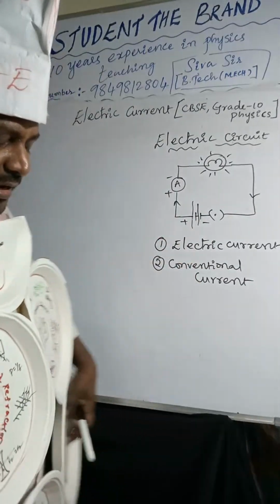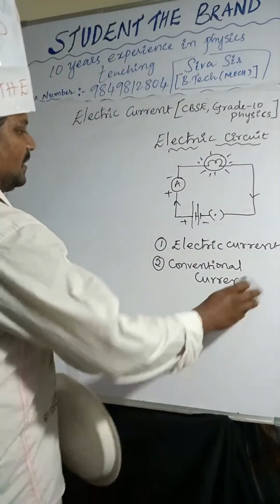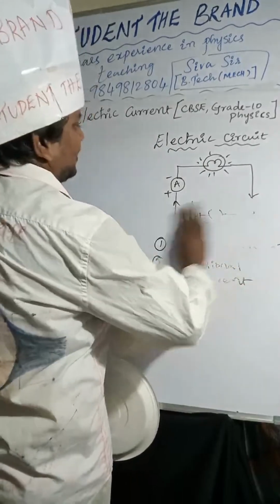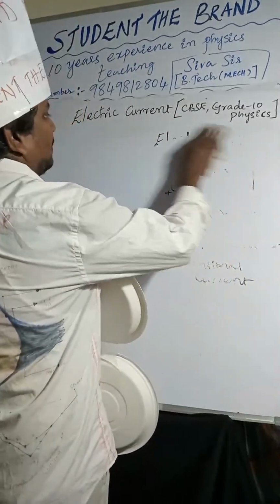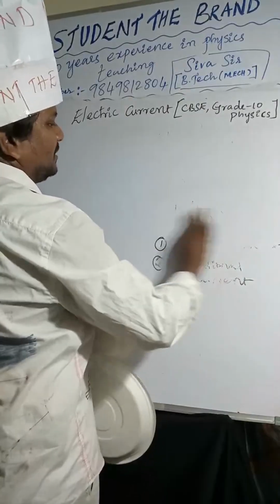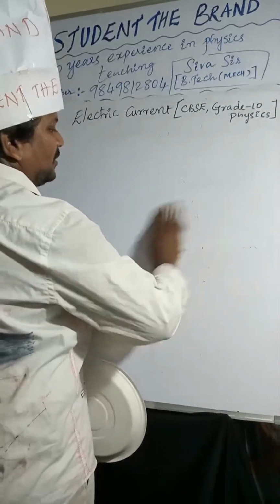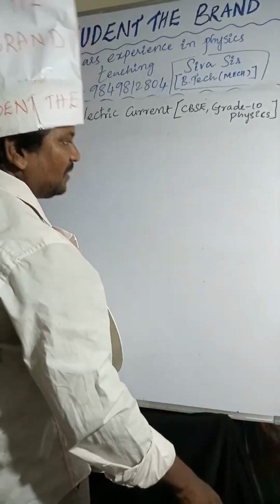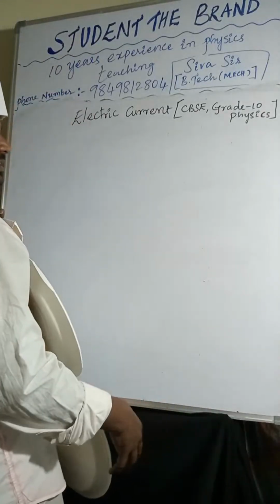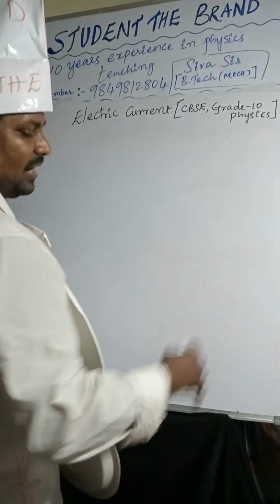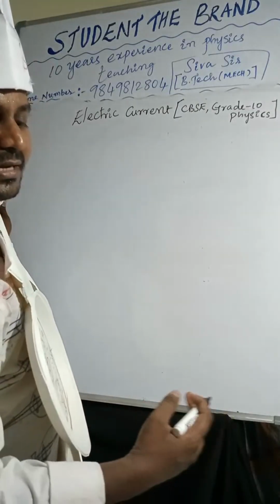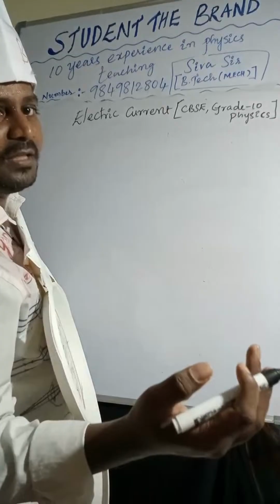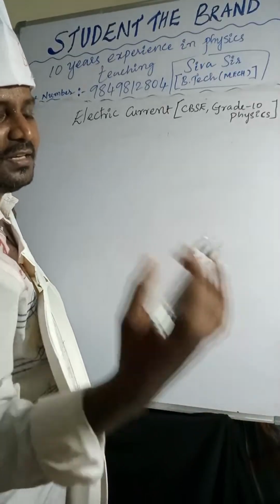And next one, we will go to the potential difference and electrical potential. So coming to the electric circuit, a continuous and closed path of an electric current is known as electric circuit.